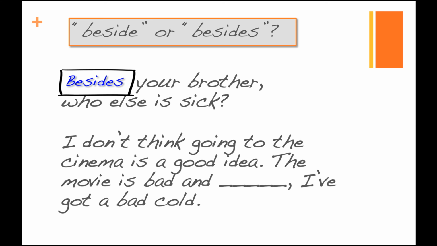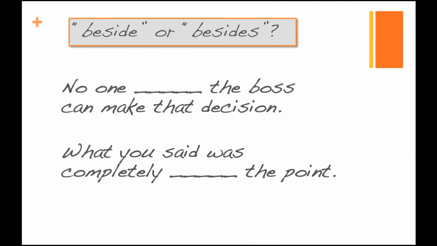I don't think going to the cinema is a good idea. The movie is bad, and besides, I've got a bad cold. And furthermore, I've got a bad cold. And in addition to that, I've got a bad cold. So you need besides in both those contexts here.